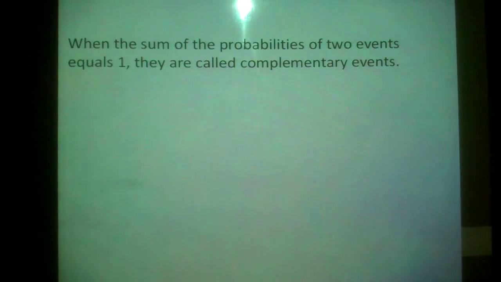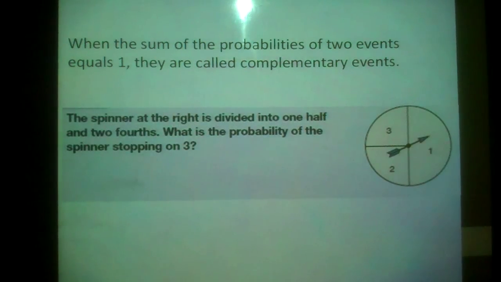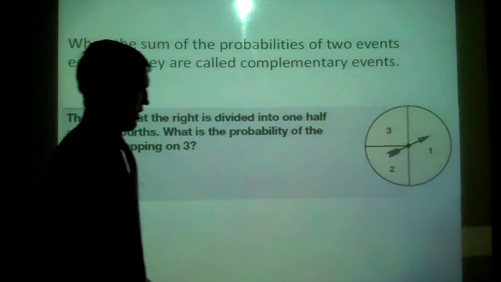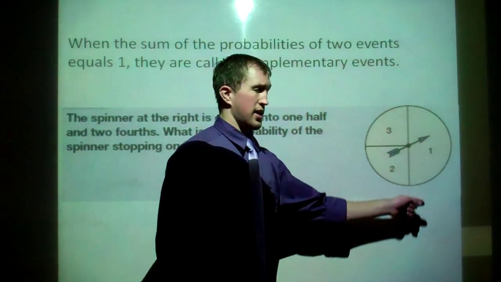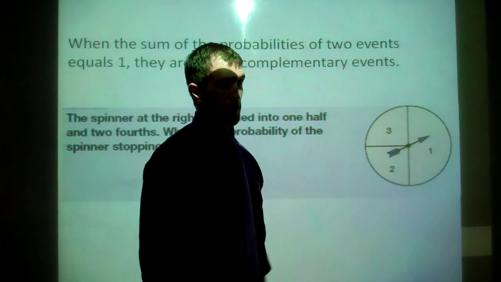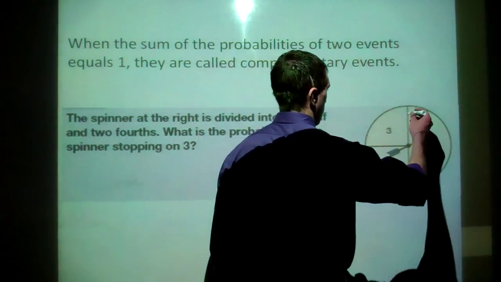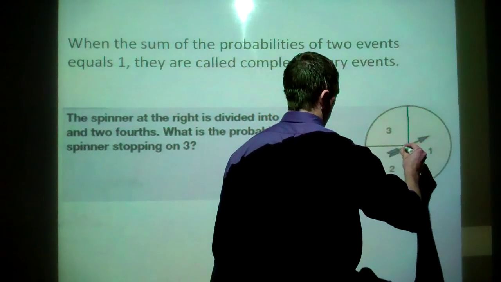And so yeah, we said here, when the sum of the probabilities of 2 events equals 1, they are called complementary events. Alright? Now, last example here. The spinner at the right is divided into 1/2 and 2/4. What is the probability of the spinner stopping on 3? Okay? This one's a little more tricky. You have a greater chance of getting a 1 than a 2 or a 3. So look at this right here.